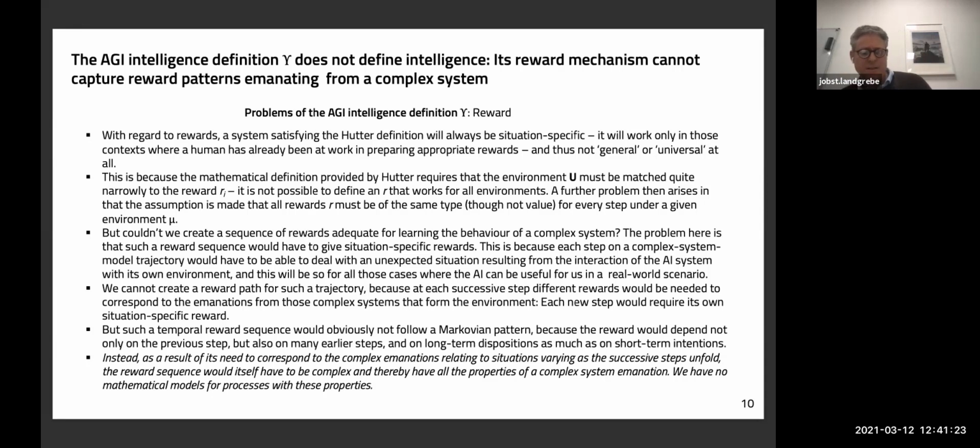What's even worse is that intelligent systems are complex systems and so are their environments, so the reward chain that you would need would itself have to be complex. But we have no way of creating chains of complex signals. If we have an emanation of complex signals from a complex source, we don't know how to model this. So we can't create a pattern of such a reward chain. To deal with a complex situation created by complex systems, we need a complex reward pattern, but we don't know how to model a complex reward pattern.